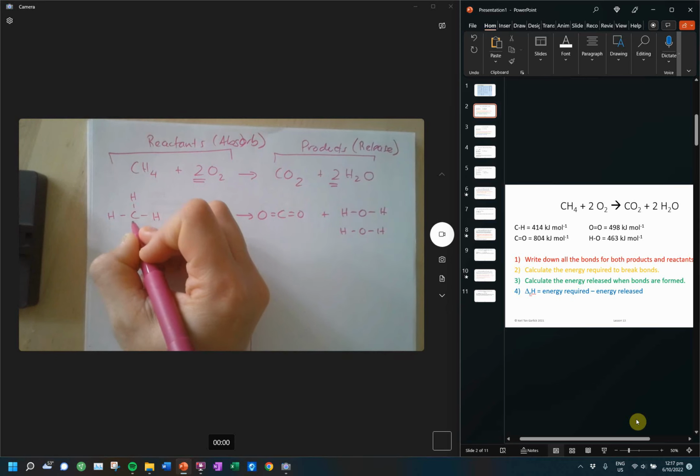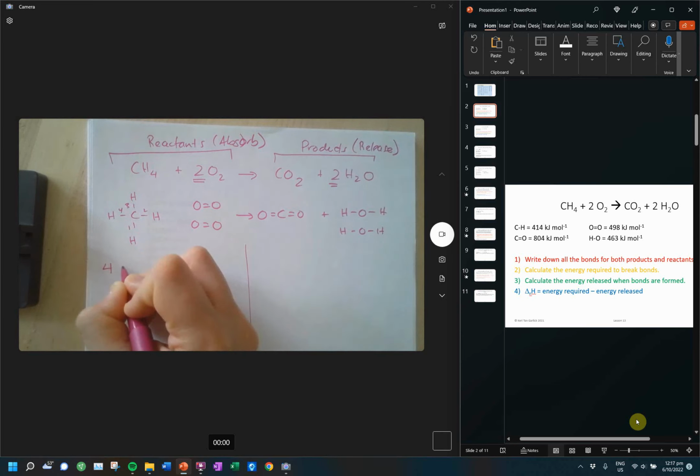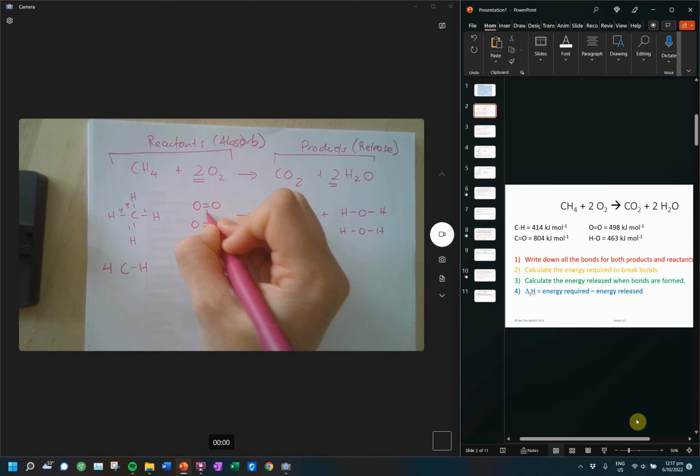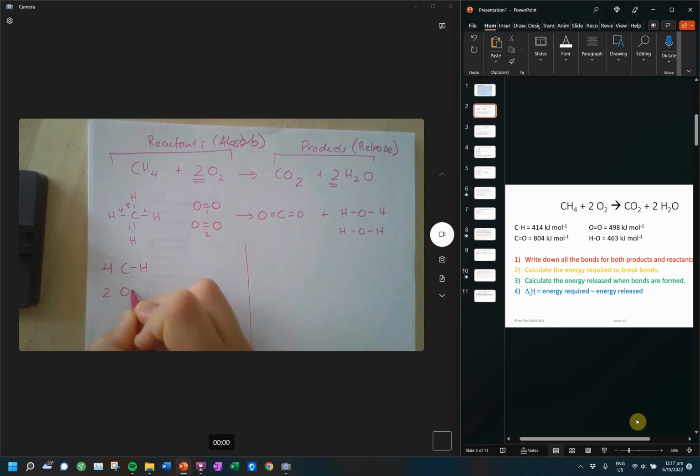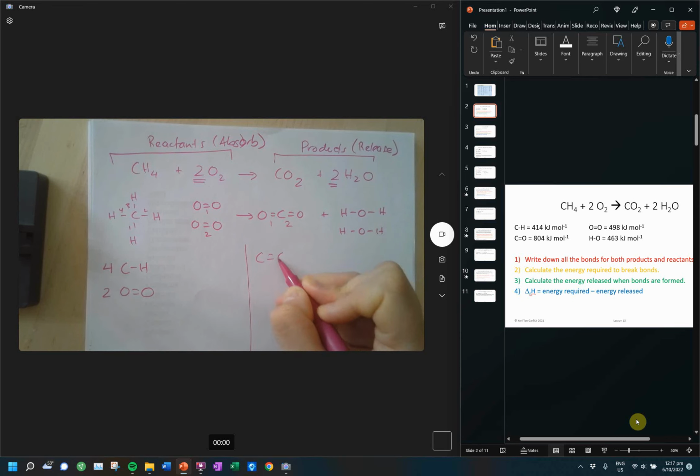When I go through and count, I have the carbon-hydrogen bond, and I have 1, 2, 3, 4. So I have 4 CH bonds. I have 1, 2 of the C double bond O. When I look at this side, I have 1, 2 of the C double bond O. Whoops, let me write 2 C double bond O. And then when I'm looking at the H2O, I have 1, 2, 3, 4 of the hydrogen-oxygen bonds. So I personally find it's really good to write out my molecules so I can visualize and see how many bonds are there and what bonds are present. So that's my first step.